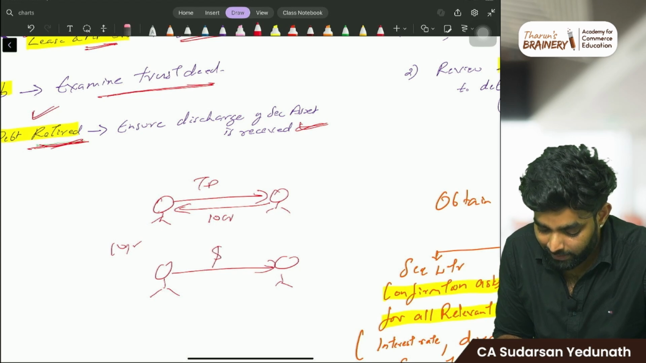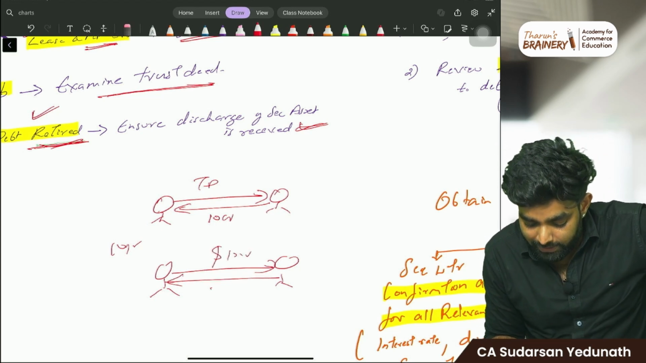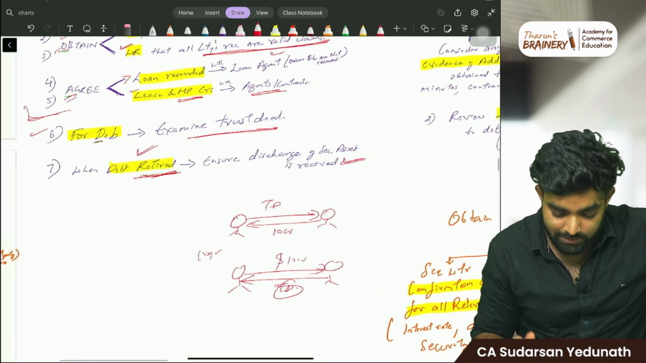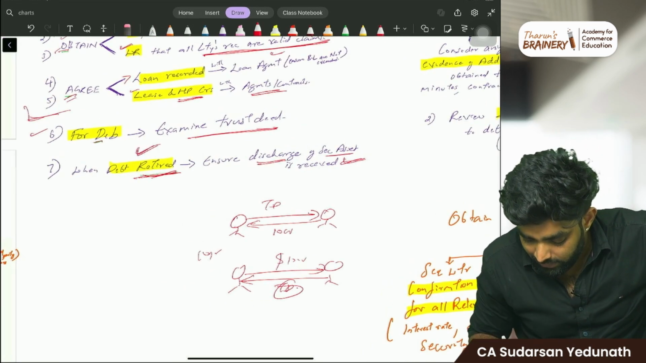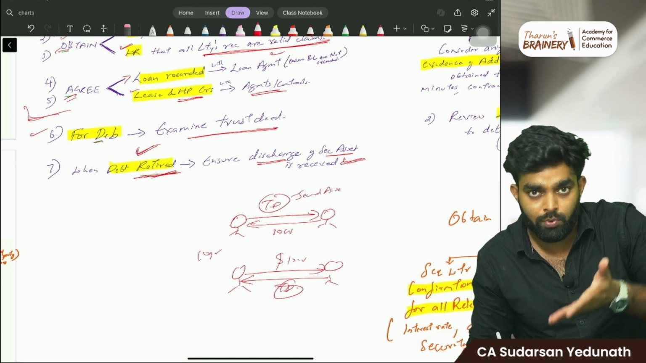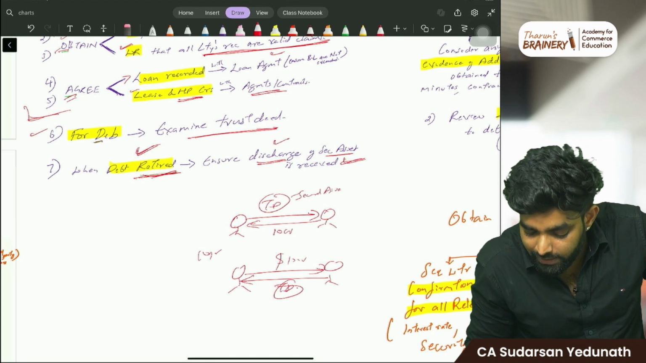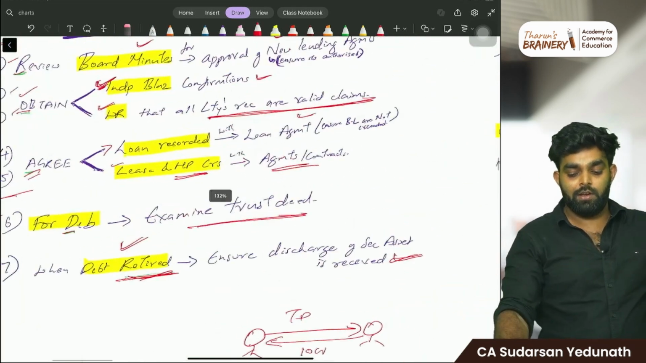The company paid the entire 10 crore to the bank. So now the loan is finished, and the company needs to get back the title deed, right? When the debt is retired, ensure the discharge of the secured asset. This title deed is what we call the secured asset, because this is what we got the loan against. So ensure that the secured asset is discharged, that means it is given back to us. Simple as that. 5 points.